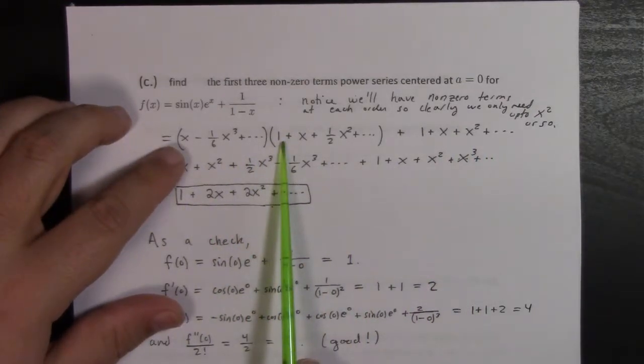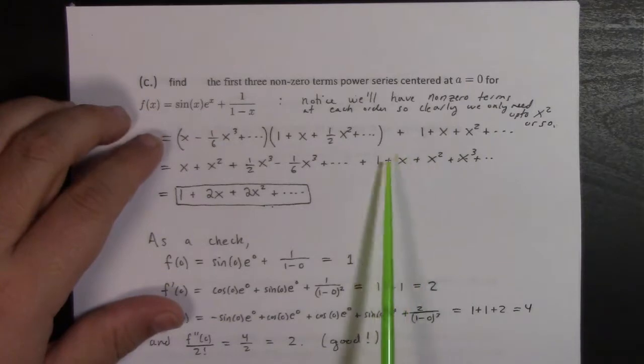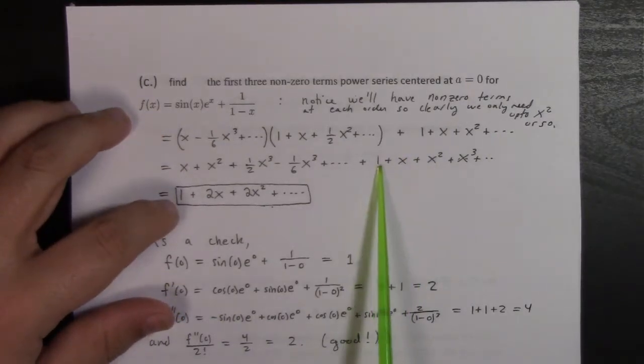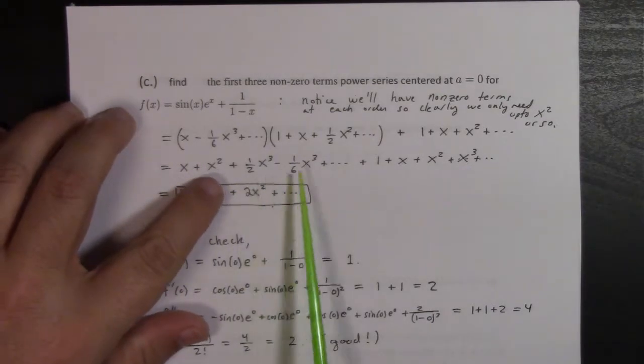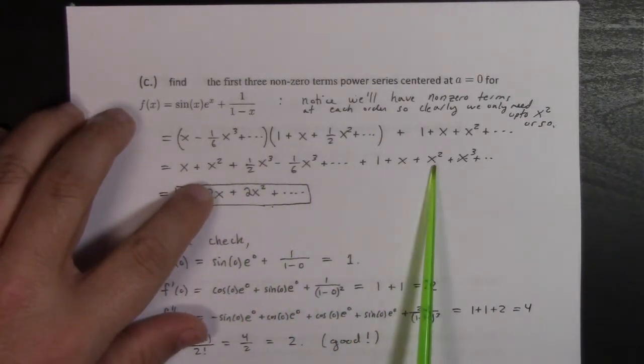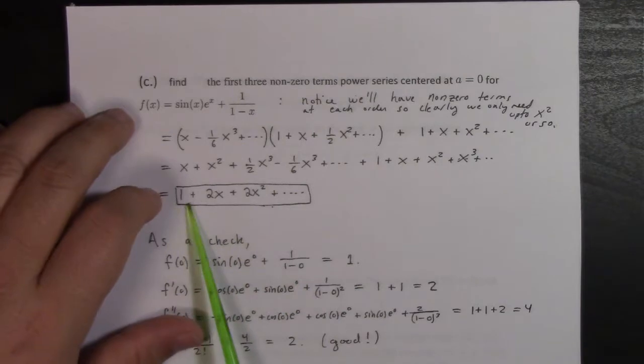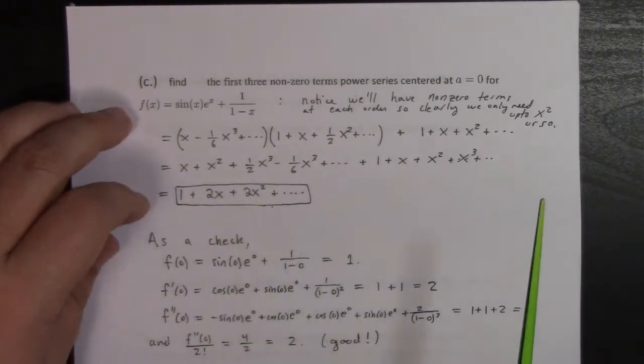I've got an x, I've got a 1 here, so that's the lowest thing. I actually got 2x, I got 1x here, 1x here, so I have 1 plus 2x, and if you look through all this, there's an x squared here, x squared there, and that's it. So that's the first three terms, 1 plus 2x squared.